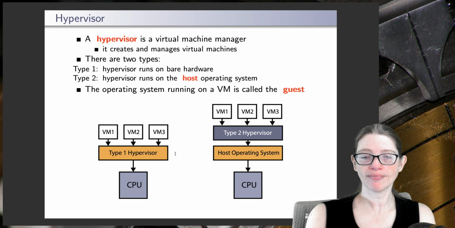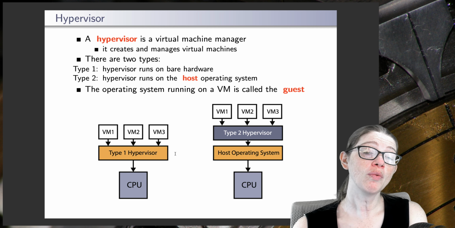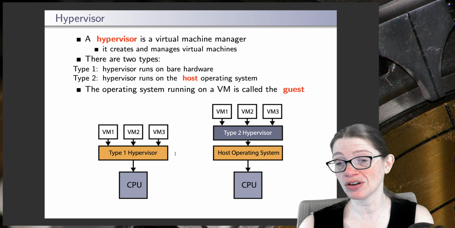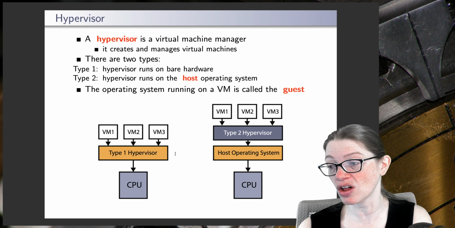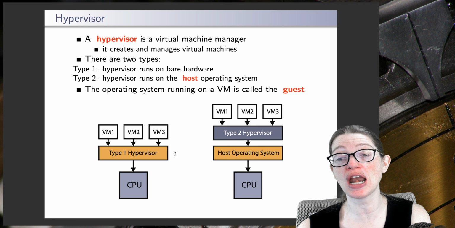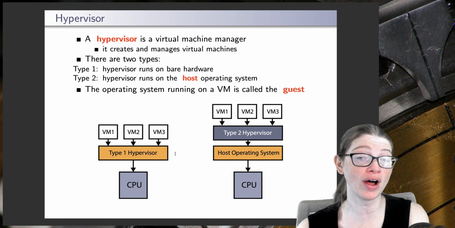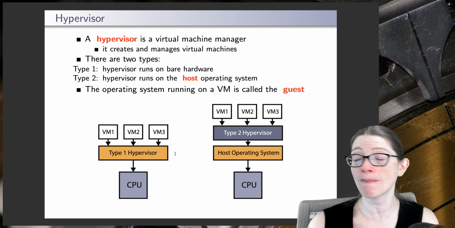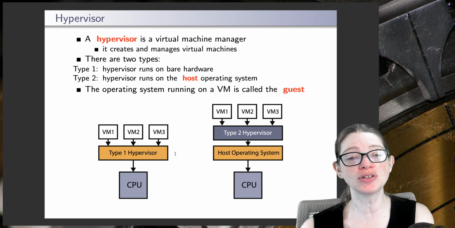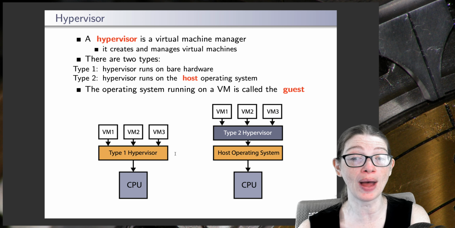So let's now talk about the different kinds of virtual machines. First off, that was a really naive approach we took. What we really want to talk about is something called a hypervisor. A hypervisor is a virtual machine manager. There are two types of hypervisors. There's type 1, which has a hypervisor running on bare hardware. And then there's type 2, which you're probably familiar with. It's a hypervisor that runs on the host OS.